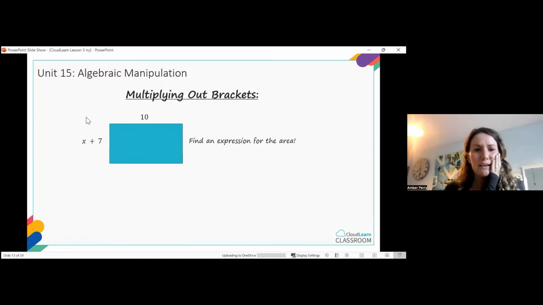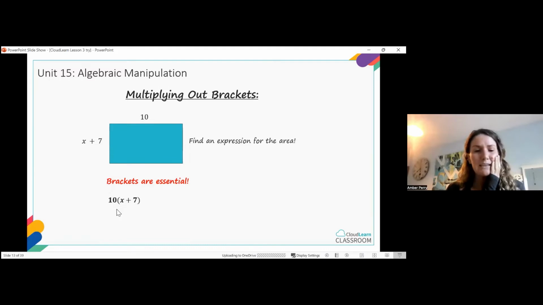You might see a question like this in an exam, where you're asked to find an expression for the area of this rectangle. So hopefully you know that to find the area of a rectangle, you need to multiply the length and the width together. So we're going to be looking at doing 10 multiplied by this expression here, which is x plus 7. And that's where brackets are super essential. Really important that we put this expression into brackets before we multiply it by the 10. So we're going to be doing 10 multiplied by x plus 7 like this.